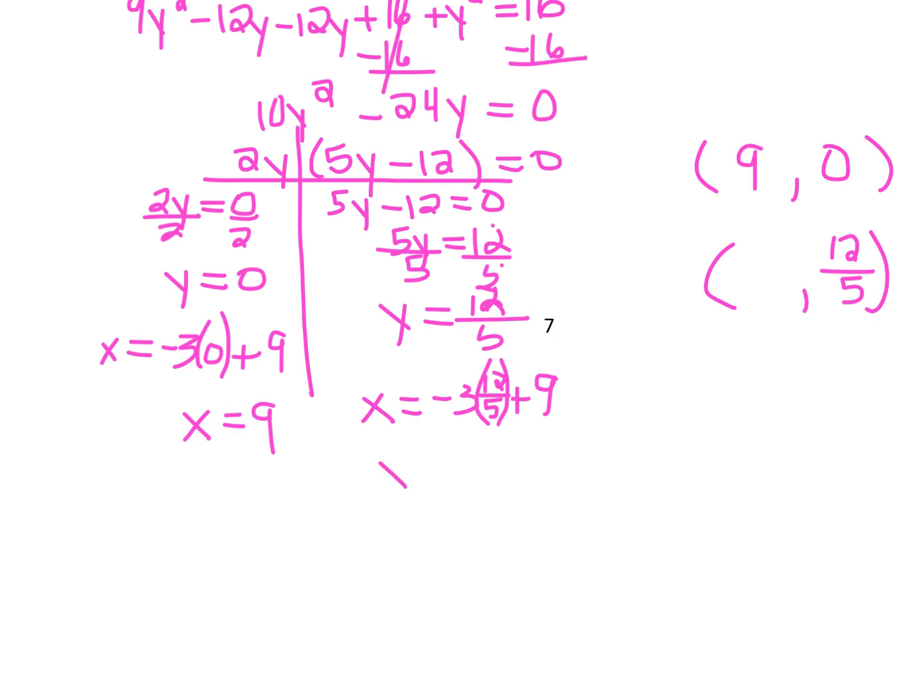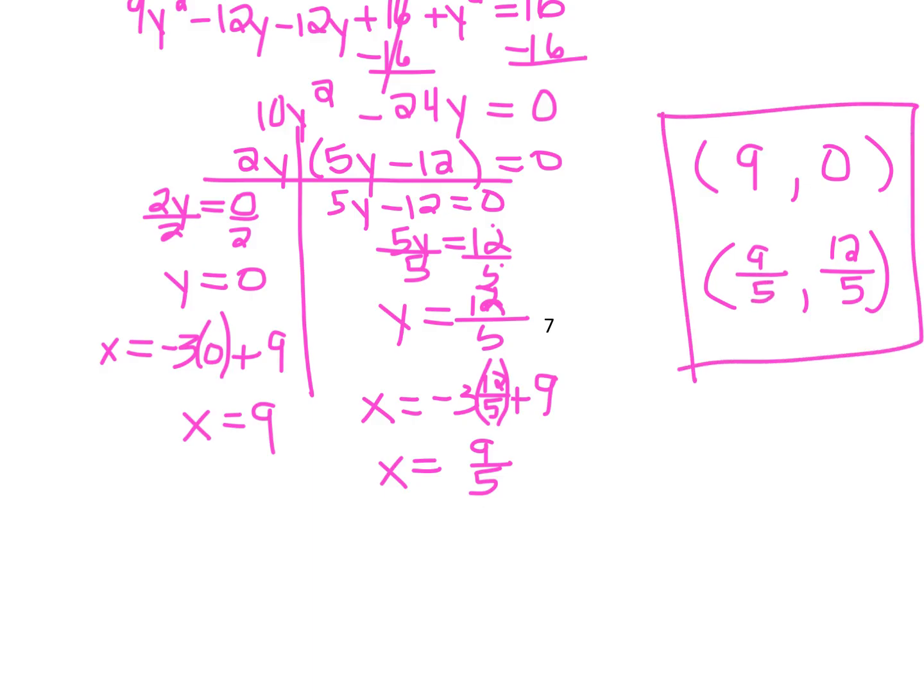All right, and then over here, we're going to figure out what negative 3 times 12/5 plus 9 is equal to, and you wind up getting positive 9/5. So that is the x value that corresponds with the y value of 12/5. So that is going to be 9/5. And again, these are our answers, but if you prefer to write this second coordinate in decimal form, that would be 1.8, and we already said our y coordinate would be 2.4. So you could do that as well.